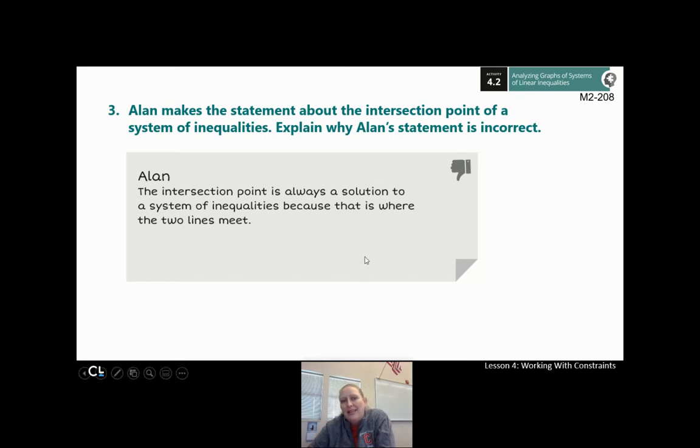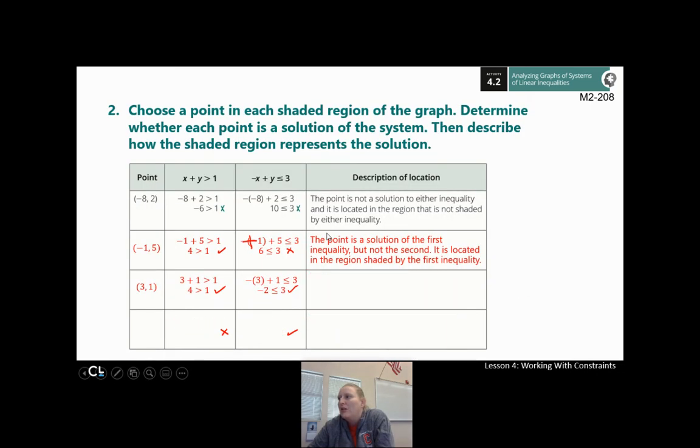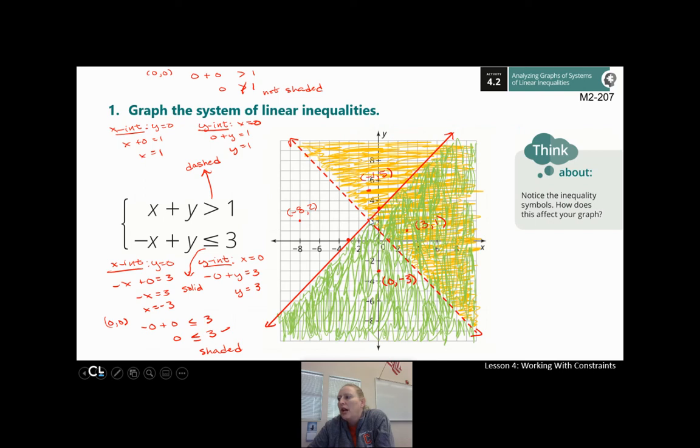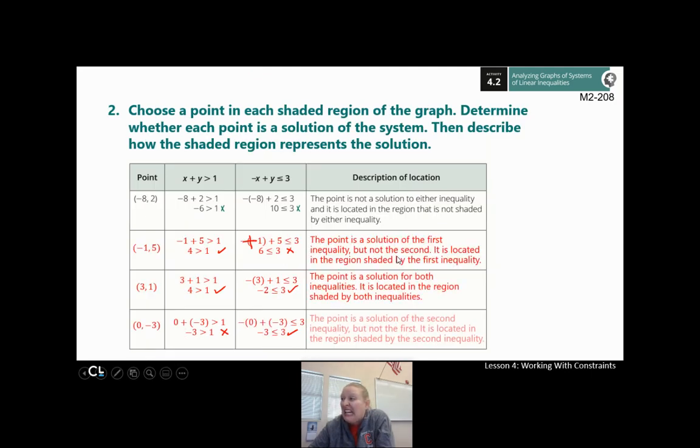So guys, Alan is incorrect. Alan's incorrect because the intersection point isn't always a solution to the system of inequalities, right? The intersection point for our system, and I'll come back here to the graph real quick. The intersection for this guy was at negative 1, 2, right? You can see there's our intersection point. The problem is, while it's true for the solid line, we know it's not a solution for the dashed line.